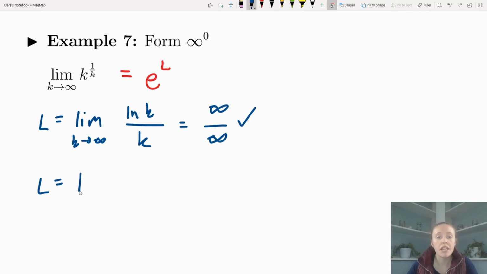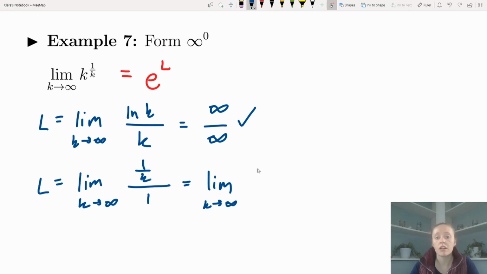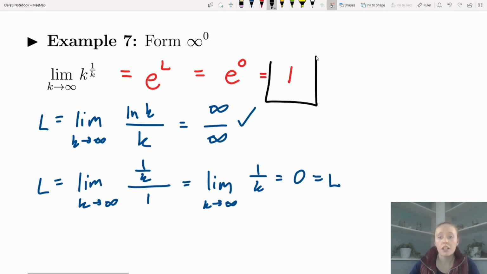So L is going to be equal to the limit as k approaches infinity of the derivative of ln of k, which is 1 over k, all over the derivative of k, which is simply 1. 1 over k over 1 is going to be the limit as k approaches infinity of 1 over k, which for this we get 0. Now this is what L is equal to, so overall we get e to the 0, which again is 1. So 1 is our solution for the last example in this worksheet.